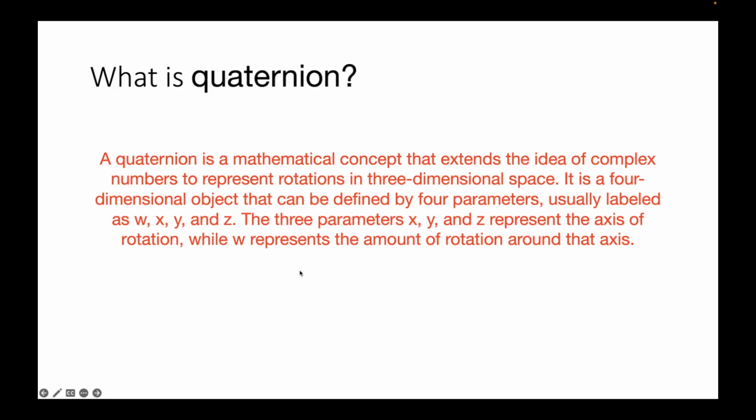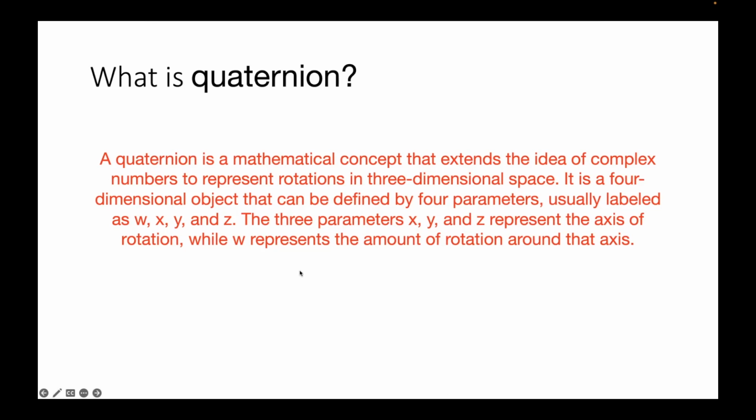So that's for you to think. That is very interesting. I'm repeating again, the quaternion is a mathematical concept that extends the idea of complex number to represent rotation in 3D space. It is a 4-dimensional object that can be defined by 4 parameters, usually labeled W, X, Y, Z. I'll show you in the code.